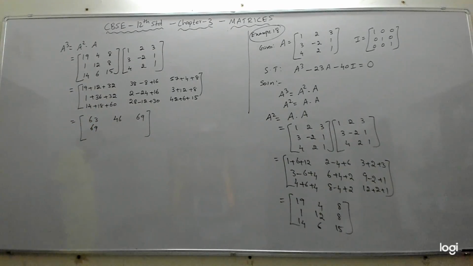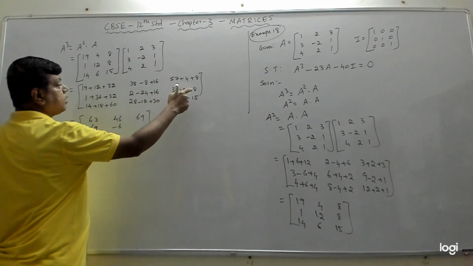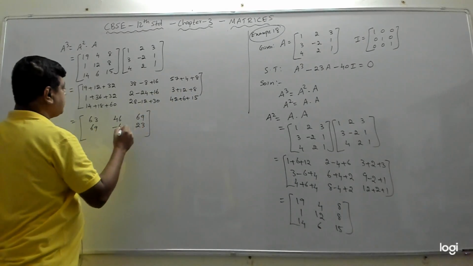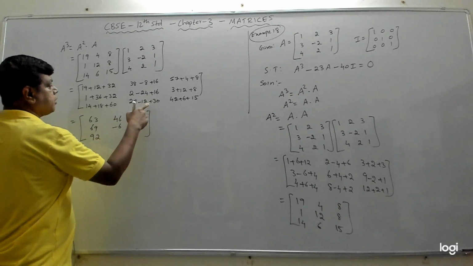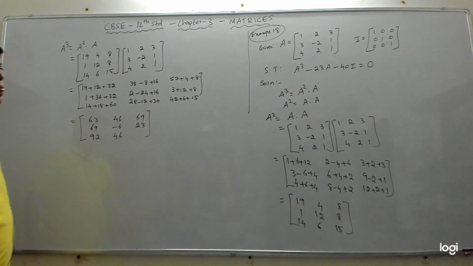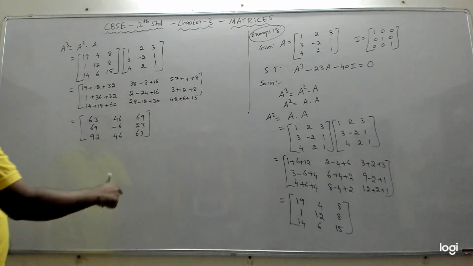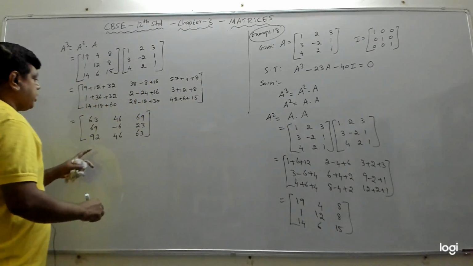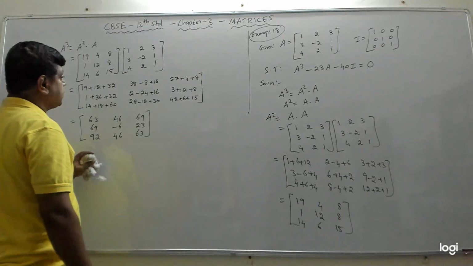68 and 69. Then this becomes minus 8 plus 2 is minus 6. 20 plus 3 is 23. Then this becomes 92. This becomes 30, 18, 46. Fine. Then you get 63. 48 plus 15 is 63. So this is your A cube matrix. Your A cube matrix is 63, 46, 69, 69, minus 6, 23, and 92, 46, and 63. So we have found A cube.